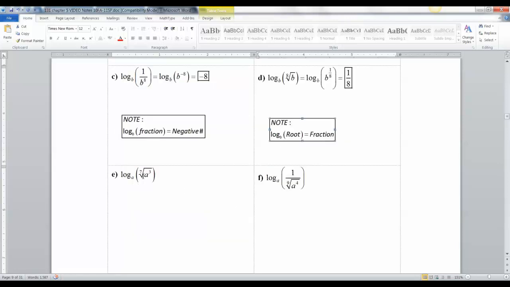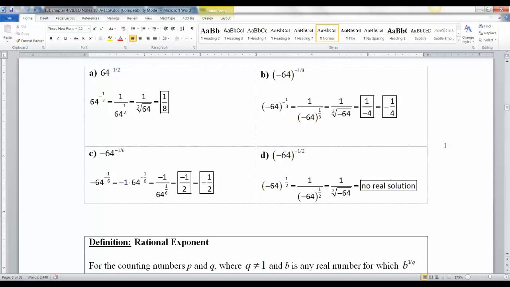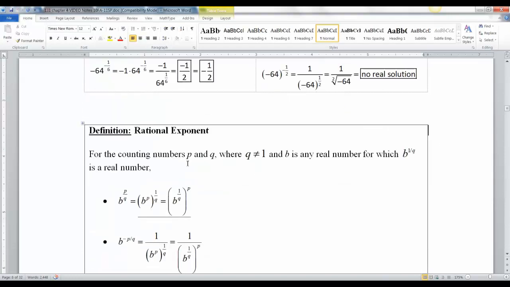So looking at e, for example, that's a root. So that's going to follow this note over here on the right. When you're looking at a root, our answer is going to be a fraction. So let's remind ourselves how we rewrote this in chapter 4. Let me pull up the chapter 4 notes for a sec. There it is. All right, so this is the chapter 4 notes, page 73.